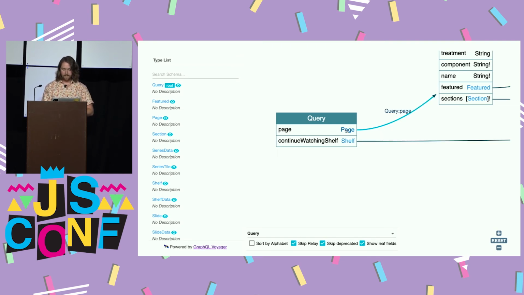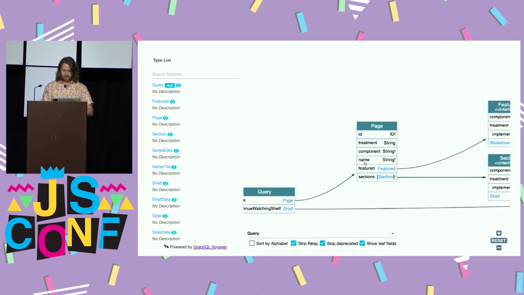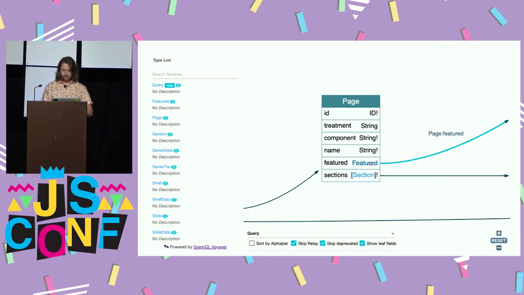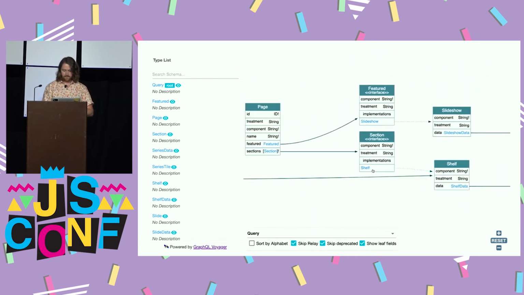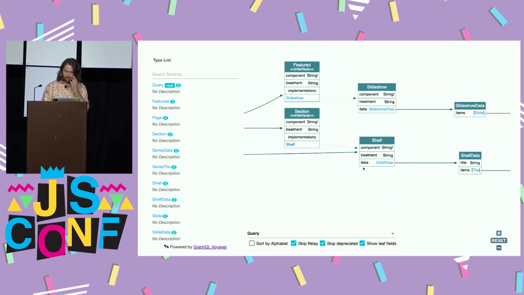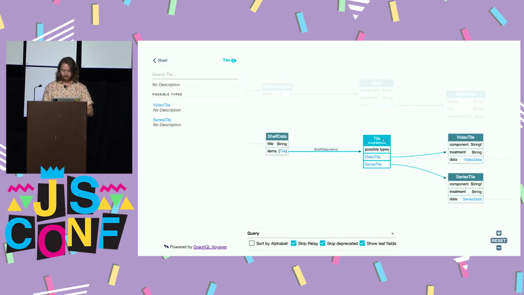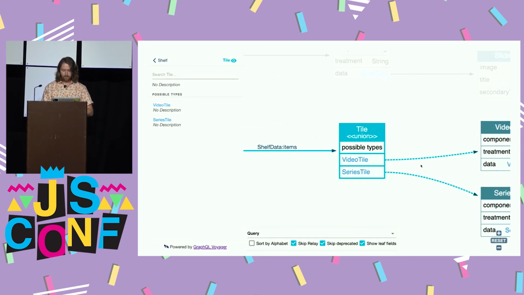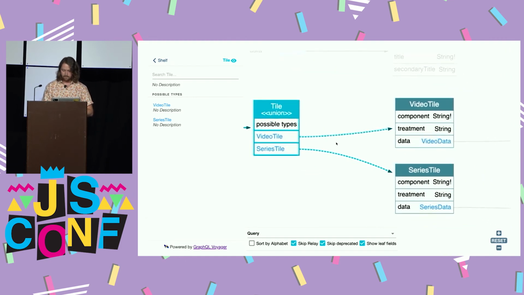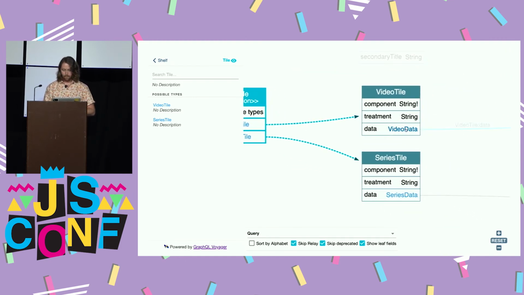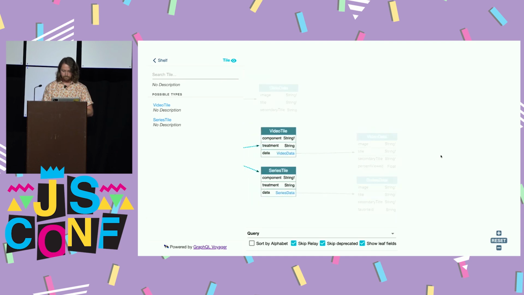So let's look at page, which is going to contain featured and sections. So we'll go to sections where there's a shelf, data, there's our tile union, and then a tile could be a video tile or a series tile with their respective data.